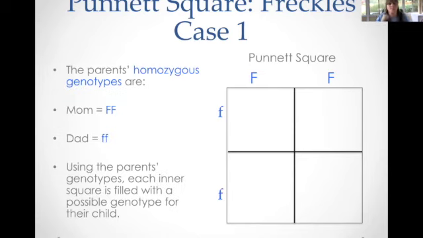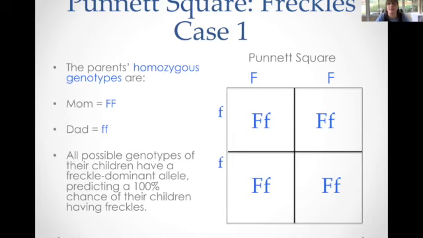We place them here. And the reason is if you remember in meiosis that mom gives one, dad gives one. And so these are the different ways they can break down. If mom has only 2 capital F's, she can only give a capital F. If dad only has lowercase f's, then he can only give a lowercase f. So you fill it out this way.